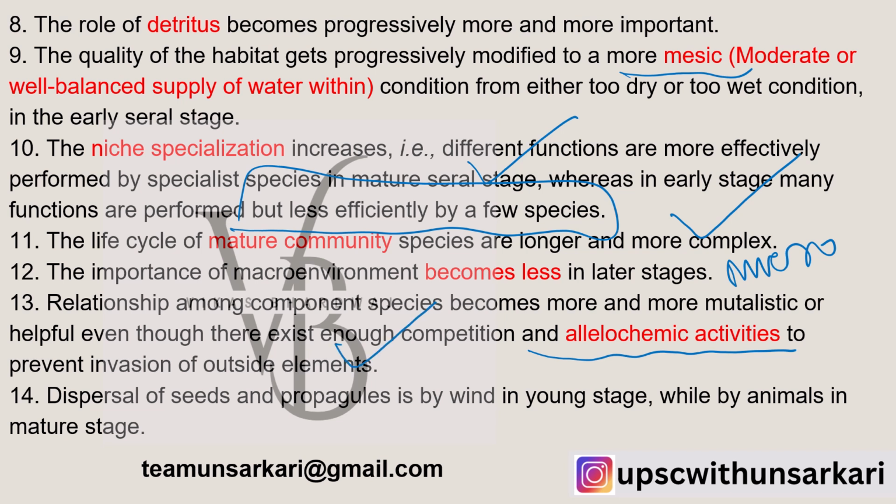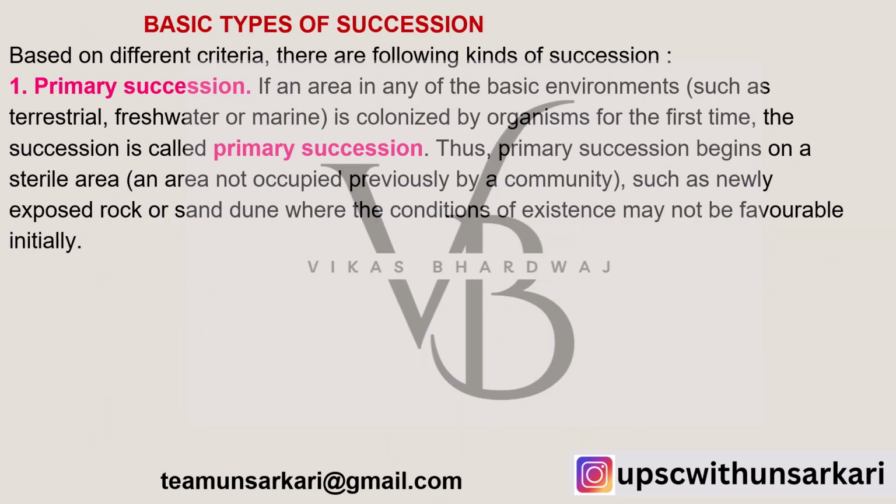Dispersal of seeds and propagules is by wind in the young stage, whereas by animals in the mature stage. So when you are seeing ecological succession, we are definitely seeing that there is a whole scientific methodology behind it. What are the basic types? In primary succession, if in an area there is a basic environment such as terrestrial, freshwater or marine, and it is colonized by organisms for the first time, the succession is called primary succession.